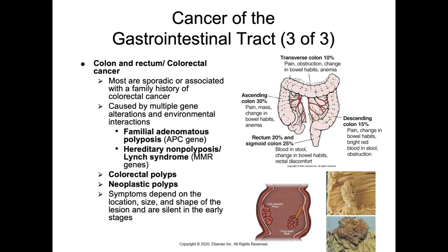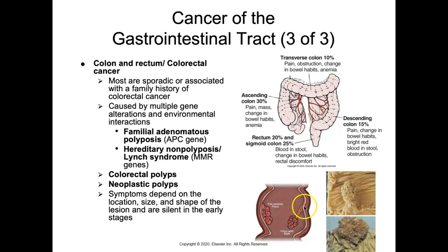We can have our familial adenomatous polyposis, and this is when we have a mutation of the APC gene. APC stands for adenomatous polyposis coli, which is a tumor suppressor gene, and it's the most common hereditary cause of colorectal cancer. The other type is going to be hereditary non-polyposis colorectal cancer, or it's known as Lynch syndrome, and this is associated with DNA mismatch repair, and that's why we call it the MMR genes.